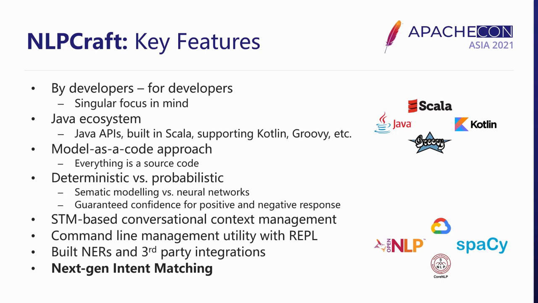Most of the examples that are shipped with NLPCraft are less than 100 lines of code, while delivering fully working applications. NLPCraft comes with an advanced command line management utility supporting interactive REPL mode. This utility automates and simplifies many routine tasks such as server and data probe lifecycle management, auto-validation of the model, REST API access, project stub generation, as well as running various built-in tools.